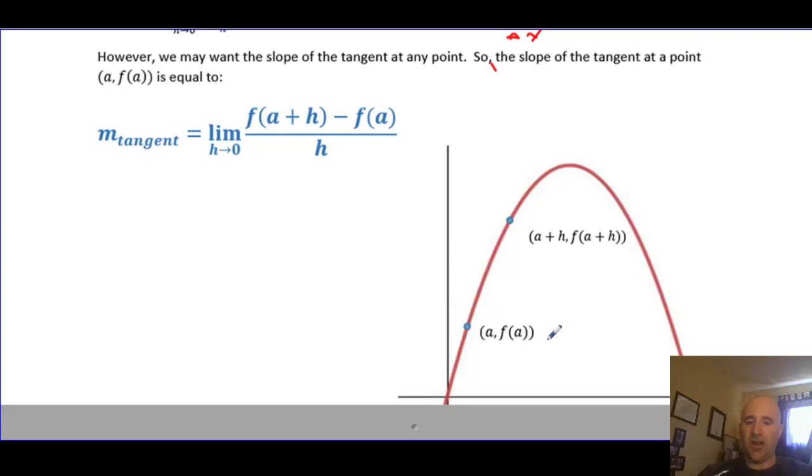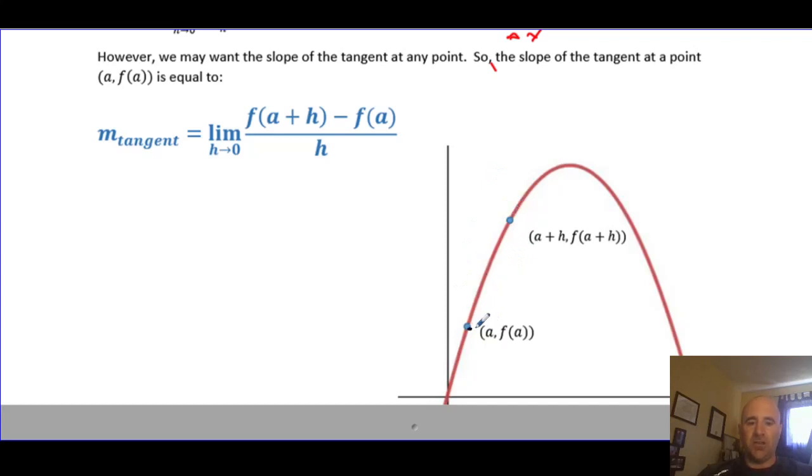So on this graph, I've got the point a. We want to know the slope of the tangent at this point. In order to calculate that, we pick a point as close as we possibly can, which is a plus h, because h is this value that we want to creep towards 0, if you can think of it that way. The y value is whatever you get when you plug a plus h into whatever equation you have. So this is my secant line that's getting smaller and smaller.